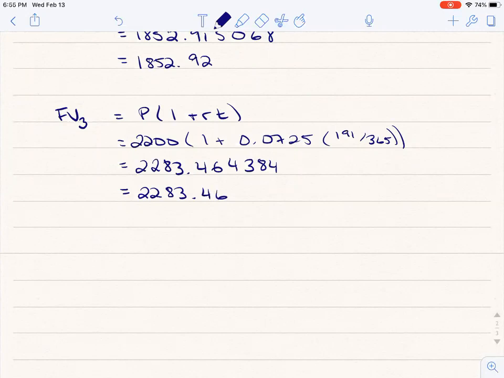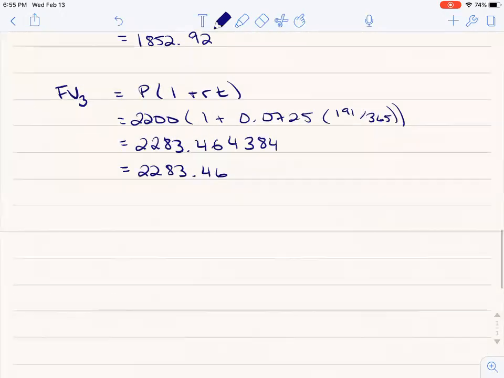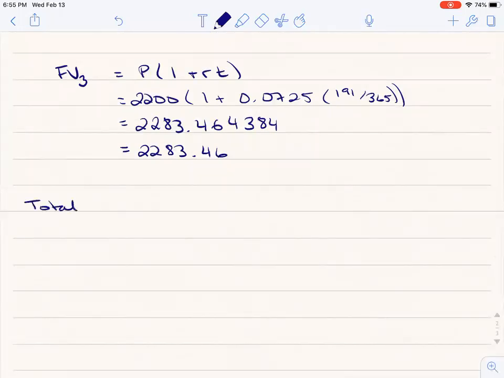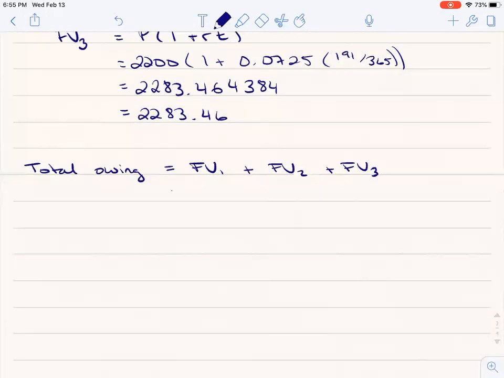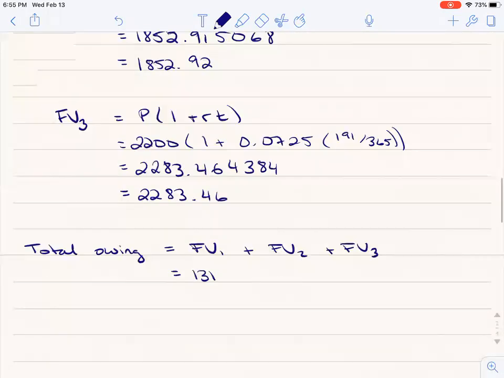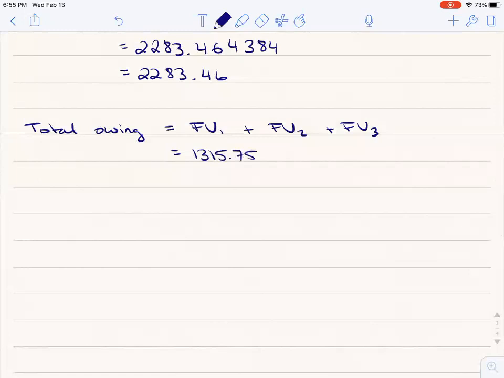So now the total owing, right, is the sum of these, future value 1 plus future value 2 plus future value 3. So the total owing is future value 1 plus future value 2 plus future value 3. 1315.75 plus 1852.92 plus 2283.46, which I've got pre-baked here, 5,452.13.